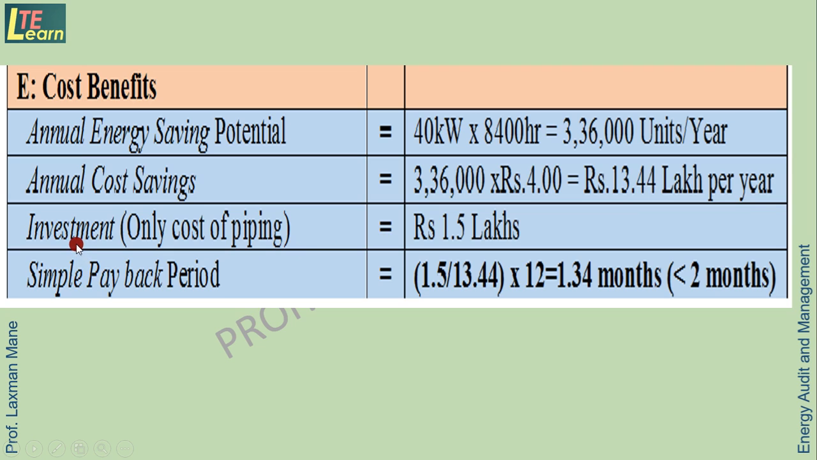Now for this saving, the investment is the cost of piping, which comes to about 1.5 lakhs. So the simple payback period can be calculated: 1.5 lakh, that is the investment, divided by 13.44 into 12. This is a yearly saving, we convert that into months, so we multiply it by 12, so it comes to 1.34 months, which is less than 2 months. So this is the simple payback period in months.